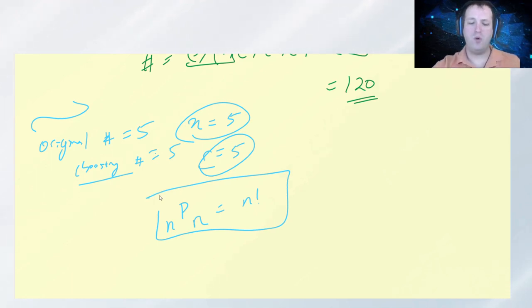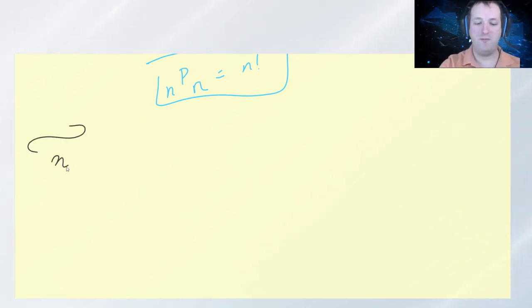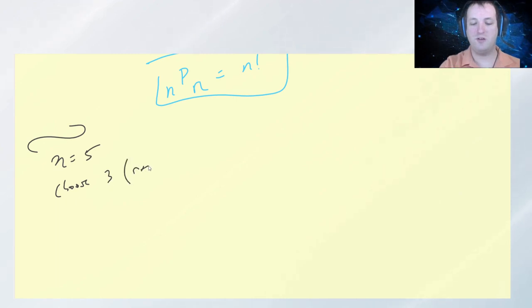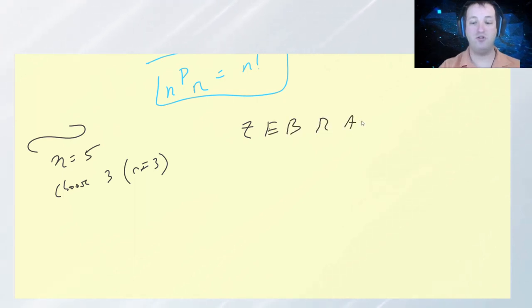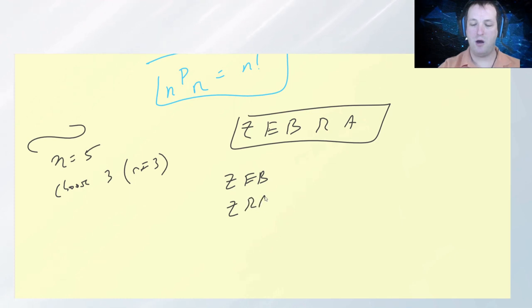Okay, so what if we actually don't choose all of them, for example? So let us assume we have n is equal to 5 and we choose 3 of them. So in this case, r is going to be equal to 3. Okay, so for example, we have Z, E, B, R, A as our original set of 5 letters, and we're only going to choose 3 of them. So I could have Z, E, B, I could have Z, R, A, and so on. So how many different rearrangements would there be?